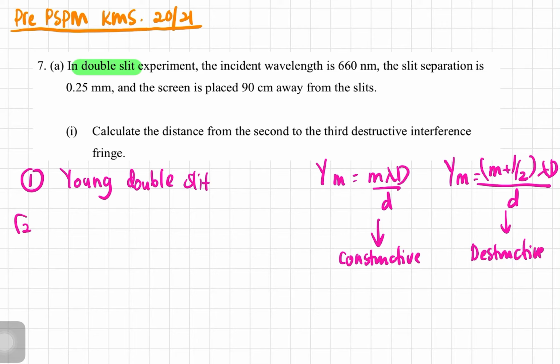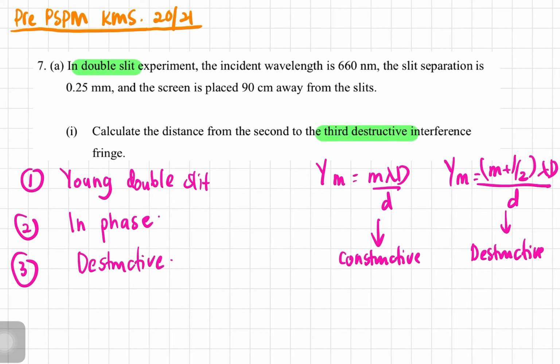Second, for Young double slit experiment, is it in-phase coherent sources or anti-phase coherent sources? Because it's a Young double slit, it comes from one source and passes through two obstacles, so it is in phase. Then third, does the question ask for constructive or destructive? The question says calculate the distance from the second to the third destructive interference. There's the word destructive here, so therefore it is destructive.